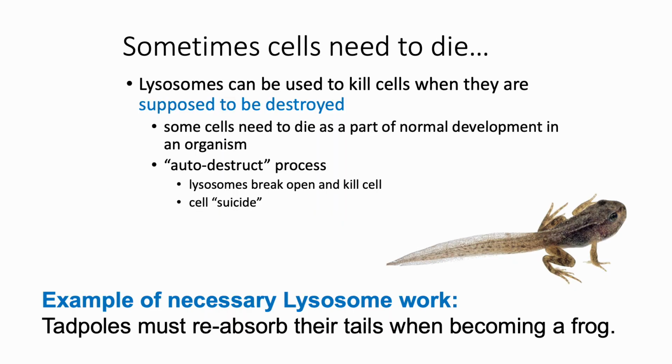Sometimes cells need to die. Lysosomes can be used to kill cells when they are supposed to be destroyed. Some cells need to die as part of normal development in an organism. It's an auto-destruct process where the lysosomes break open and kill the cell, kind of like a cell suicide. An example of that would be a tadpole becoming a frog. The tadpoles have to reabsorb their tails in order to become a frog.